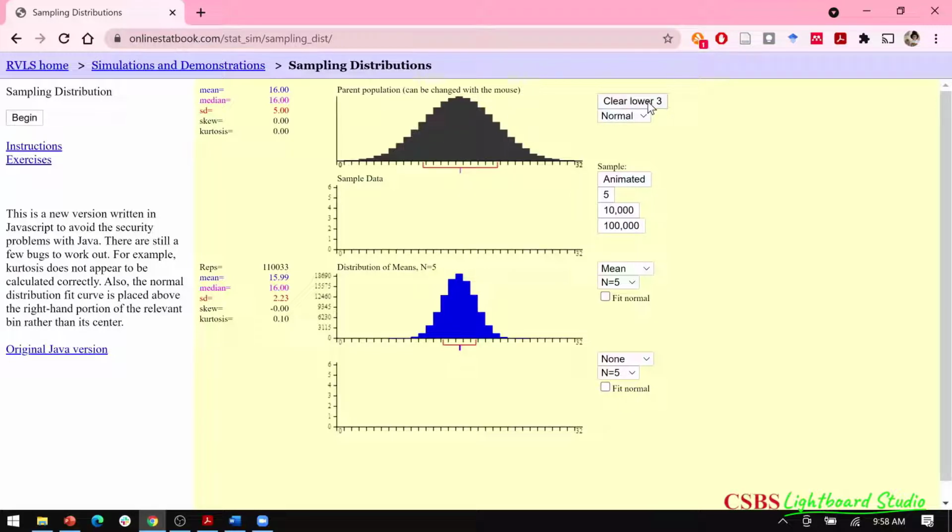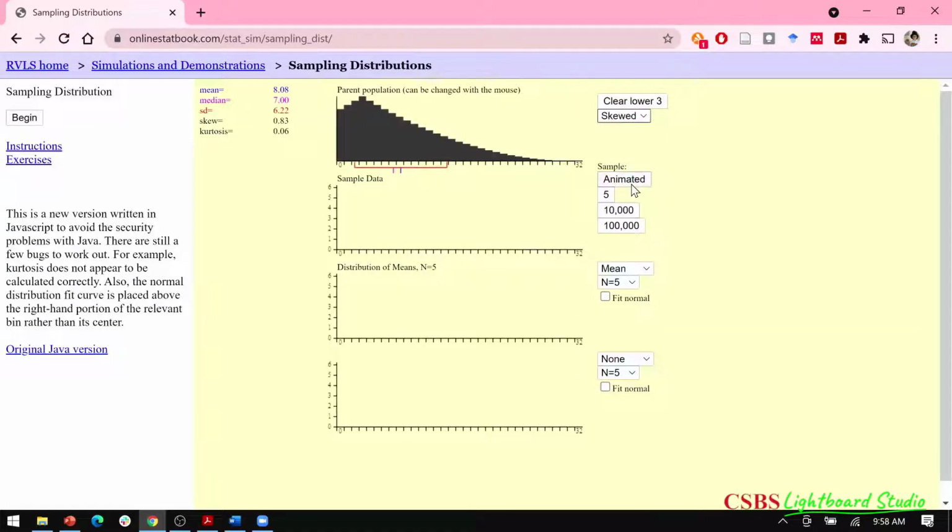All right, great. Most of the time we don't know what this is. So let's clear all that up. Let's say instead of normal, it's skewed. So this population is actually skewed. Again, most of the time we don't know it, but let's say it is. And now I'm worried, oh, there's probably going to be a problem here. So let's leave it at n equals 5 and animate one so you can see what it looks like.